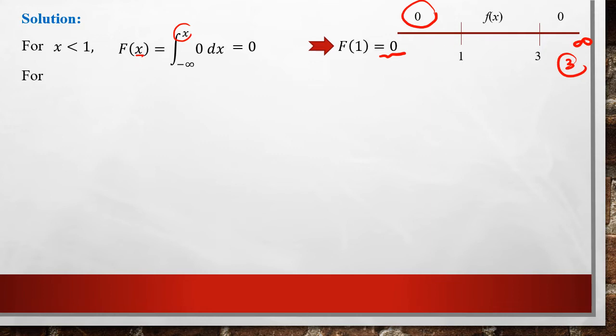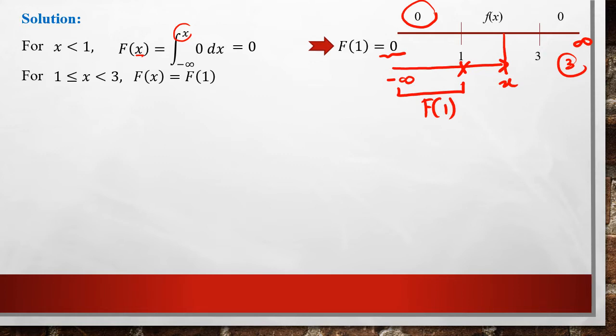Okay, now for the second interval between 1 and 3, how do we find the cumulative distribution function? It will start from negative infinity up to any x between 1 and 3. So we need to integrate from negative infinity up to x. But because we have a change of function at x equal to 1, we have to integrate both parts. But we know this part is actually capital F of 1. So to get capital F of x for this interval, it will be capital F of 1 plus the integration from 1 up to x of a function.